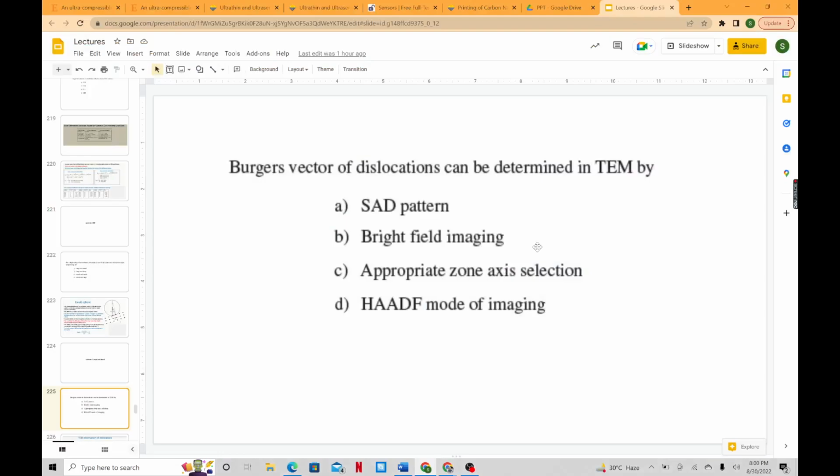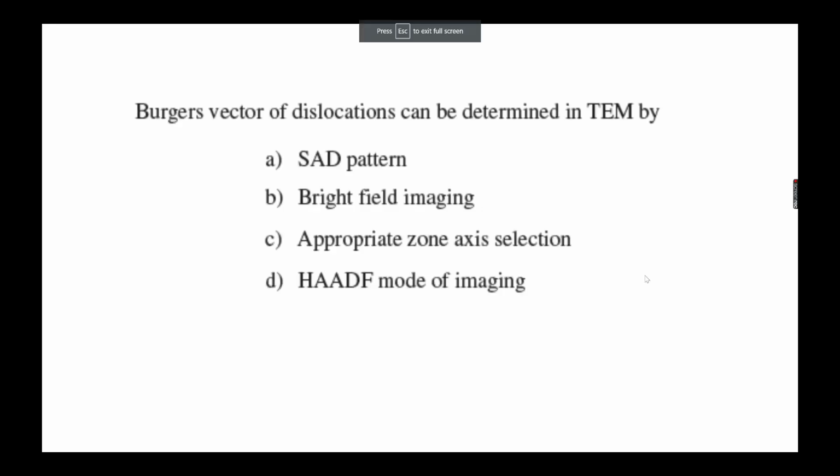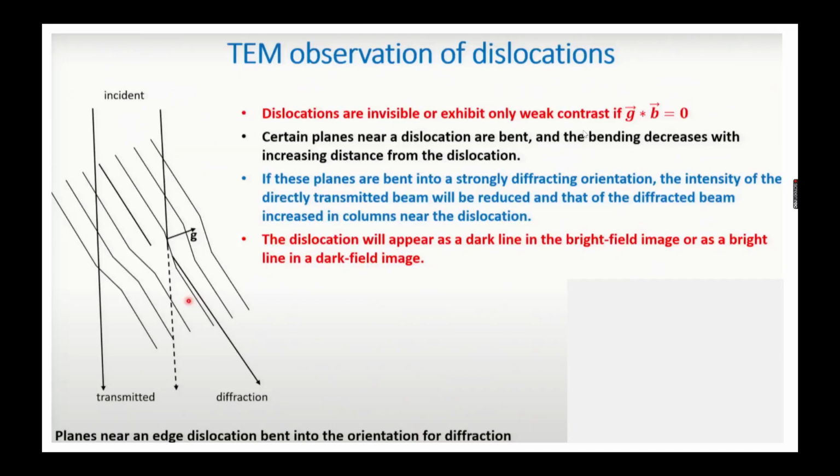So there you will get good information about this Burgers vector and the dislocation. So here the Burgers vector of a dislocation can be determined in TEM. There are two types of dislocation, edge dislocation and screw dislocation. It is showing this positive edge dislocation. So here this will be your beam. So here you can just see it.